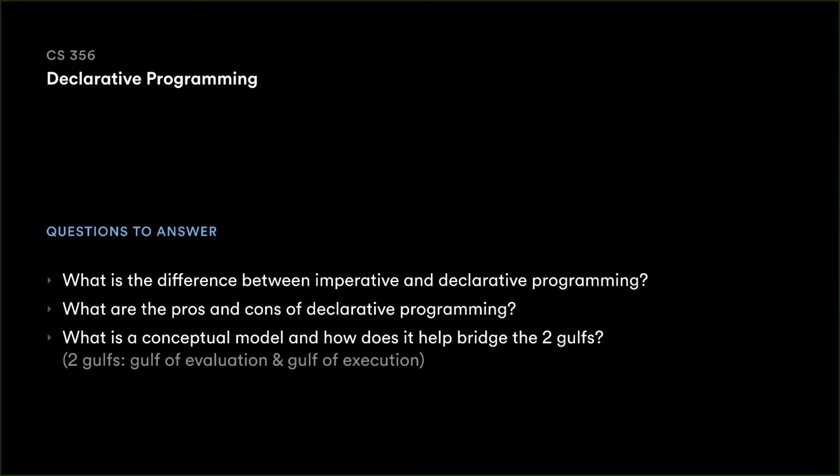So questions that you should be able to answer for the final are things like, what's the difference between imperative and declarative programming? And what are the pros and cons of each? And then also, what is a conceptual model and how does it bridge the two goals? So that's more of what we covered in a previous lesson, but declarative programming is an example of conceptual models here. So that's it for this lesson, and we'll see you next time.